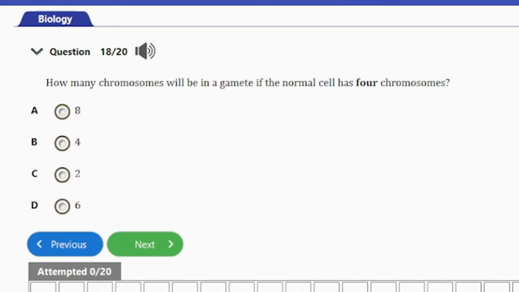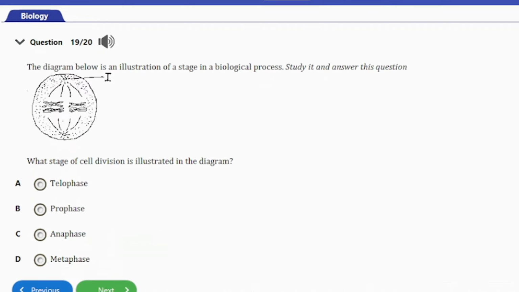Question number 18 here. It says, how many chromosomes will be in a gamete if the normal cell is 4 chromosomes? So guys, again, the answer to this question will just be half the number of chromosomes in the normal or somatic cell. So obviously, since the normal cell has 4 chromosomes, the number of chromosomes in the gamete cell will be 2. That's option C here. So let's consider the next question.